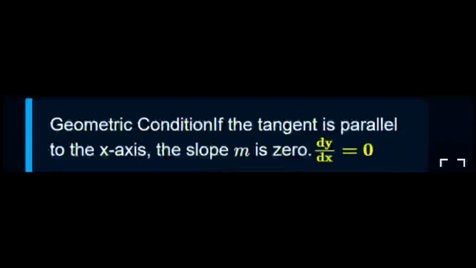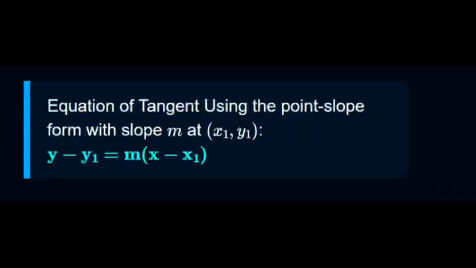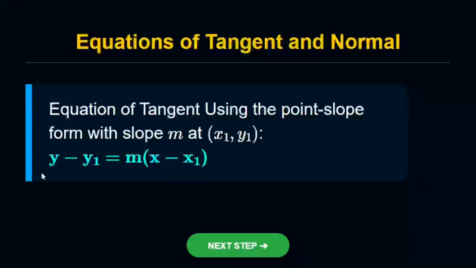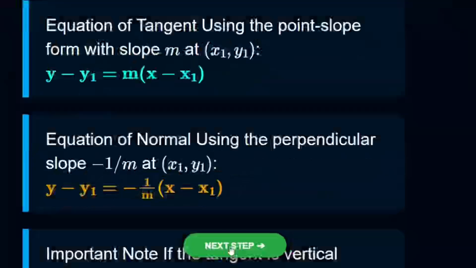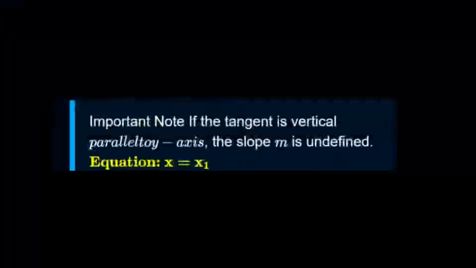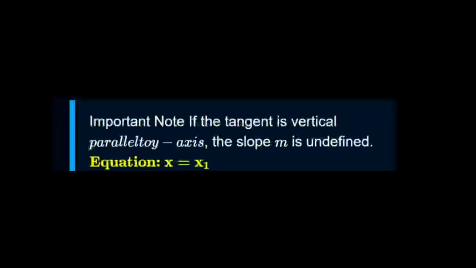When the tangent is parallel to the x-axis, the slope is 0. Next, the equation of tangent: y minus y1 is equal to slope m into x minus x1. Next, the equation of normal: y minus y1 is equal to minus 1 by m into x minus x1. For the line parallel to the x-axis, the equation is x is equal to x1. No need of finding the equation of the normal.